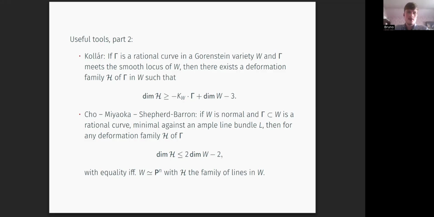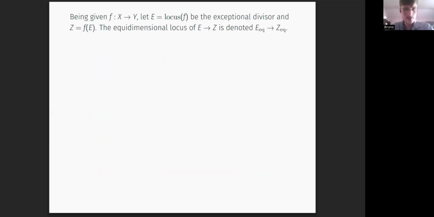And these two inequalities will turn out to be very, very useful, because now what we need to do to identify the general fiber when it is a projective space, we only need to compute dimensions of deformation families, right? And if we meet the upper bound, then we know that the general fiber is P^n. Okay, so now let's carry on with the computation.